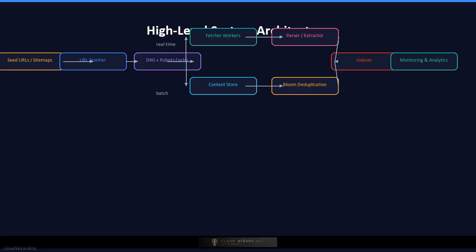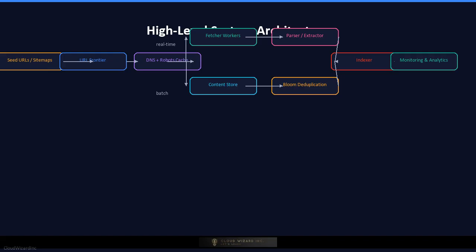Here is the high-level system architecture. On the left, seed URLs and sitemap feeds enter the URL frontier, which acts as a distributed priority queue. The scheduler pulls URLs, checks the DNS cache and robots.txt cache, and dispatches them to fetcher workers. The fetchers download pages and emit raw content to a content store and parse metadata to a parser.